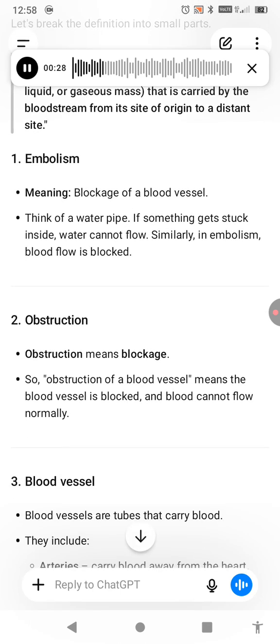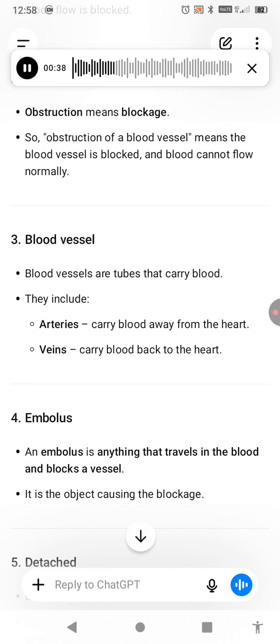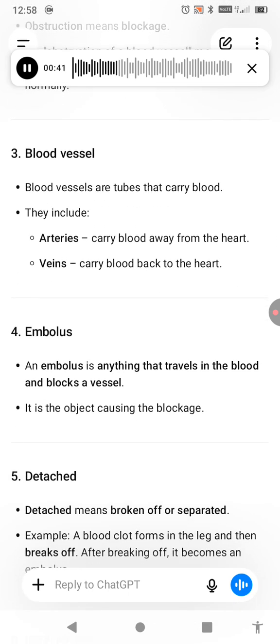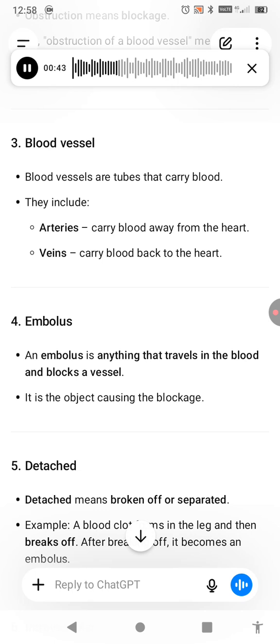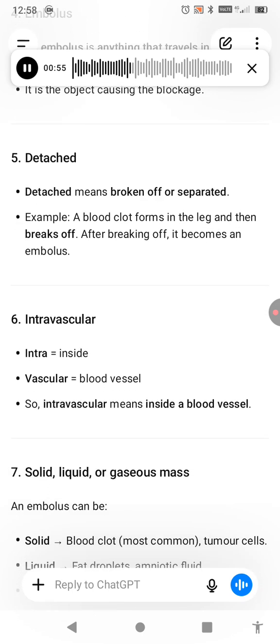2. Obstruction. Obstruction means blockage. So, obstruction of a blood vessel means the blood vessel is blocked and blood cannot flow normally. 3. Blood vessel. Blood vessels are tubes that carry blood. They include arteries, which carry blood away from the heart, and veins, which carry blood back to the heart. 4. Embolus. An embolus is anything that travels in the blood and blocks a vessel. It is the object causing the blockage.